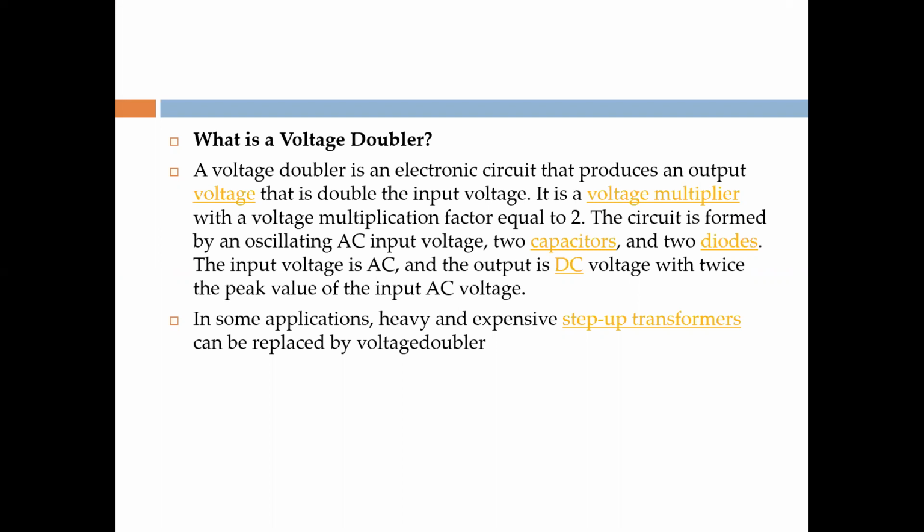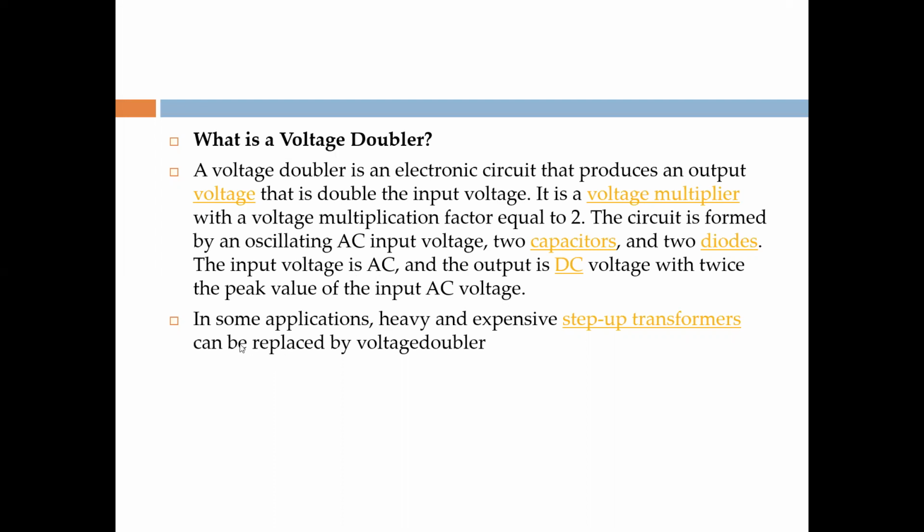The circuit is formed by an oscillating AC voltage. What are the requirements? An AC supply voltage, two capacitors, two diodes and the load. Nothing more. With simply these four or five components, we can design the doubler circuit. The input voltage is AC and the output is DC voltage with twice the peak value of the input AC voltage.